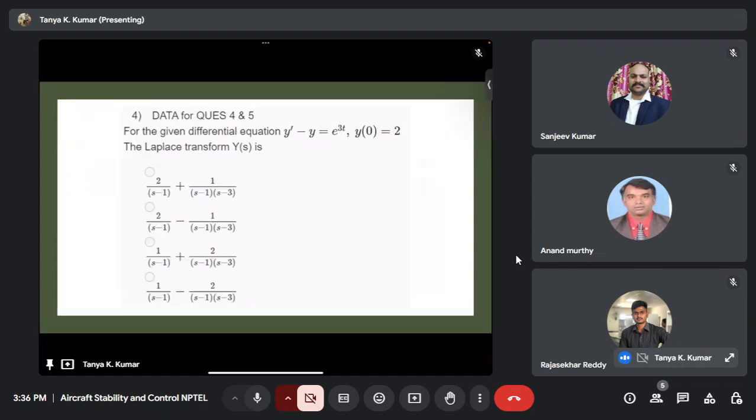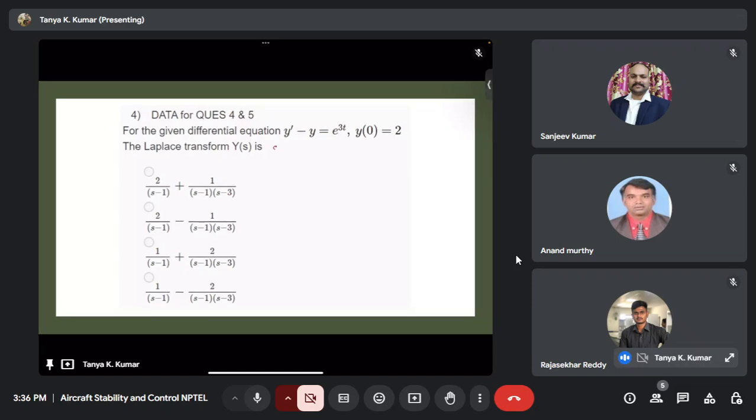So now they've given you an ordinary differential equation y dash minus y equals e raised to 3t, and the initial condition y not equals 2, and they've asked you to find out the Laplace transform. It's a straightforward question, right? So you can just directly apply the Laplace transform. It is s y of s minus y of 0 minus y of s equals e raised to 3t, the Laplace transform is 1 by s minus 3.